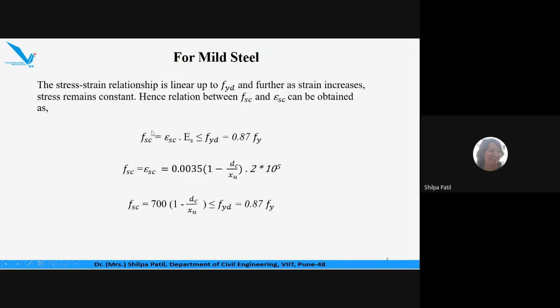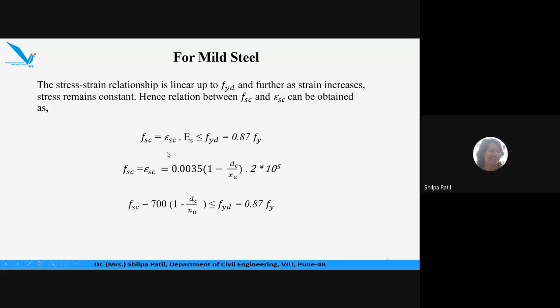So right now we are interested to find out the stress in compression zone. So FSC we are representing in terms of strain in compression steel, that is epsilon SC into modulus of elasticity E. And there is a limitation to the FSC value, that it should not be greater than FYD, that is the maximum yield stress, which is given as 0.87 FY.